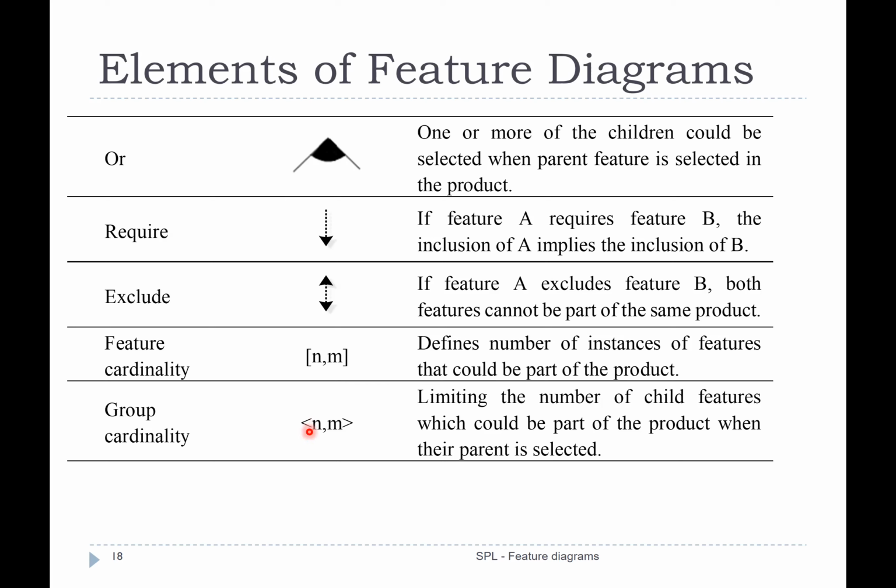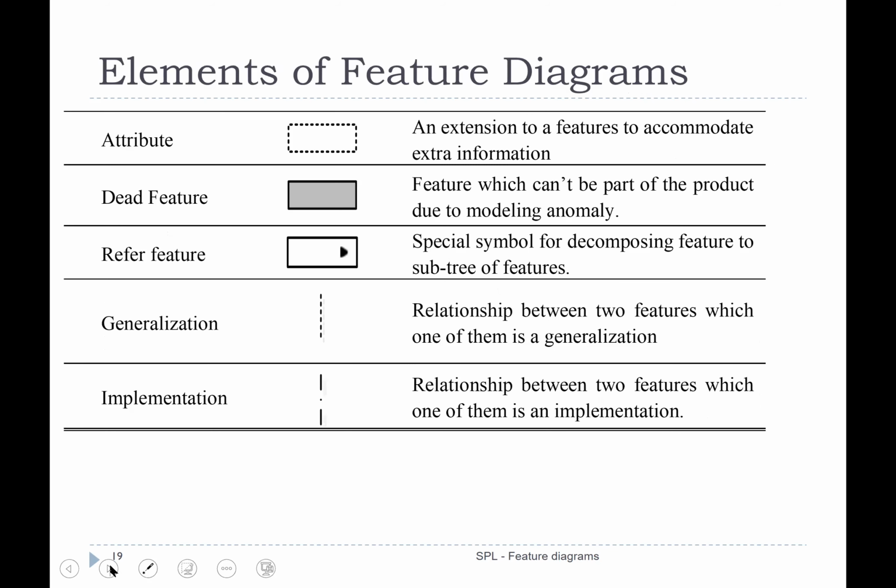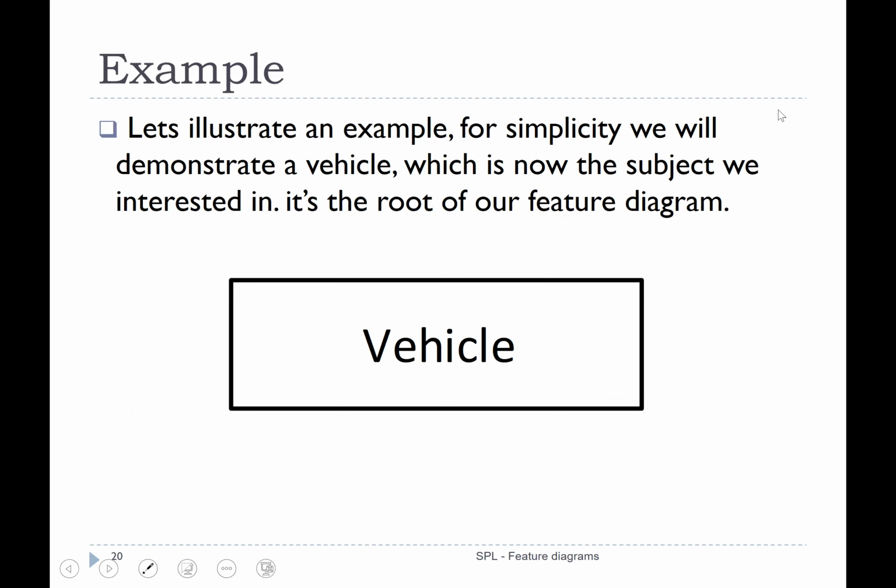This is applicable with the angled brackets at the end. This is called a group cardinality, which means it's applicable to not just one feature, but a set of features together. I know all of this probably doesn't make sense at this point, so I'm going to skip that slide for a moment, and then we'll get to it later.